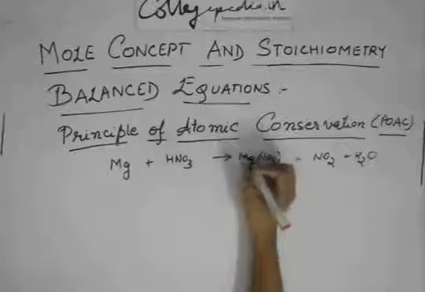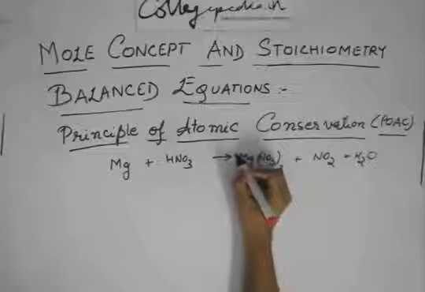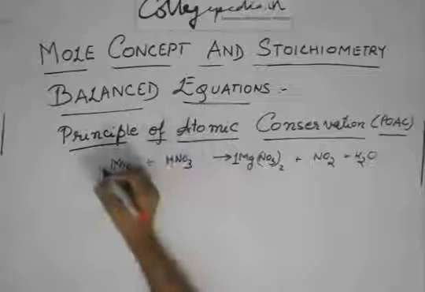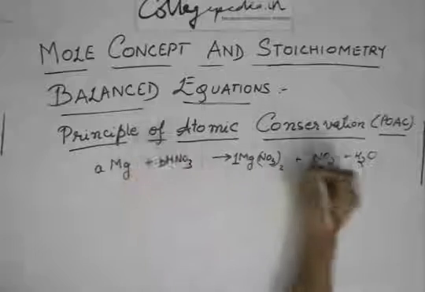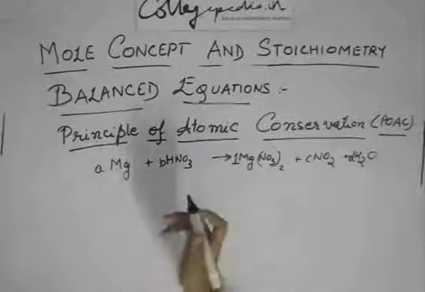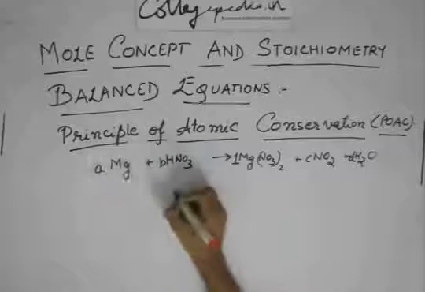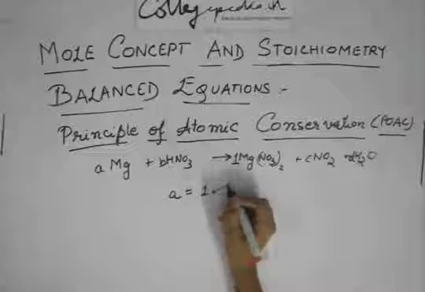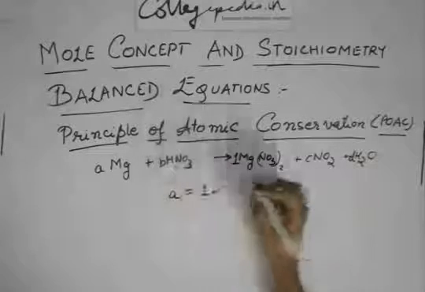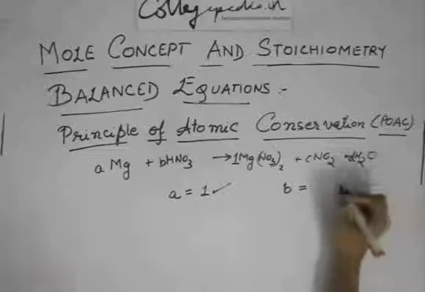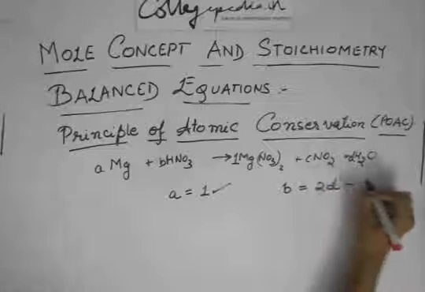So let us go for POAC. So I'll assign 1 to this one because I find it the most complicated compound, and the others A, B, C and D. Then as usual apply POAC. A will be equal to 1, directly got it. Then B would be equal to 2D, this is one equation.